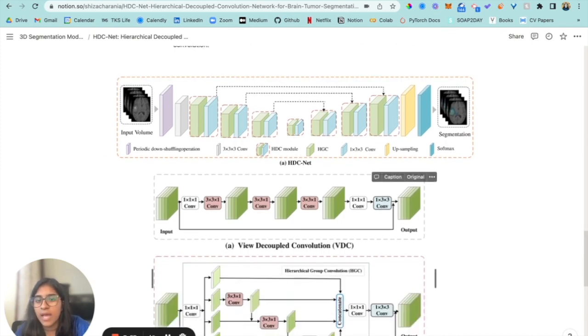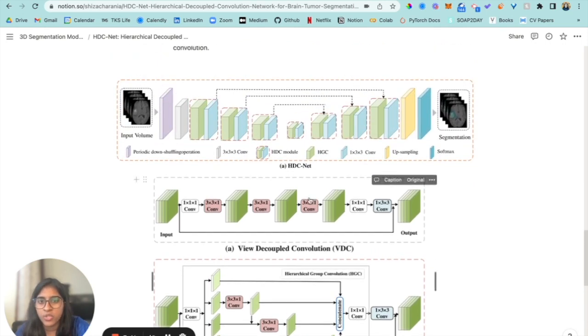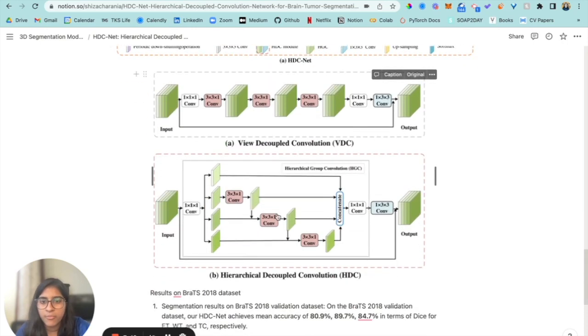Now, what that means is that when you have the input, and this is one HDC module, you see that this is one HDC module. When you have one HDC module, you have the input, right? You have the 4 channels, which represent the 4 modalities that I talked about in the beginning, and you're just separating all of them. So that's what it means. You're separating all of them. And from there, you would do a set of operations.